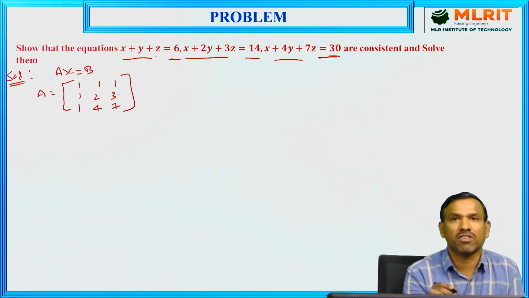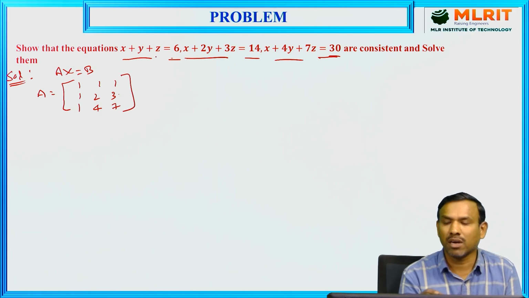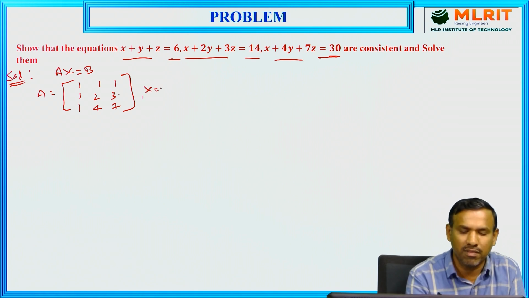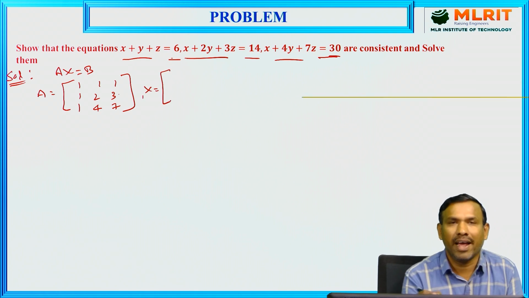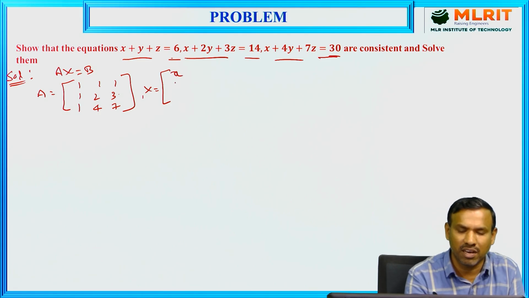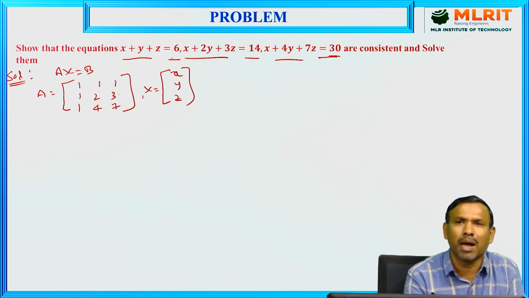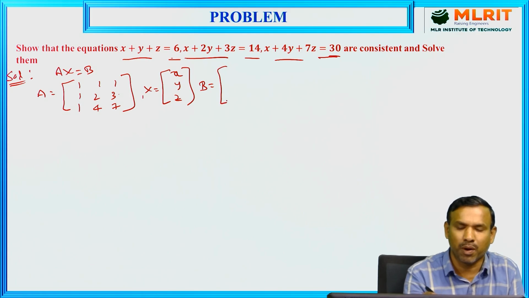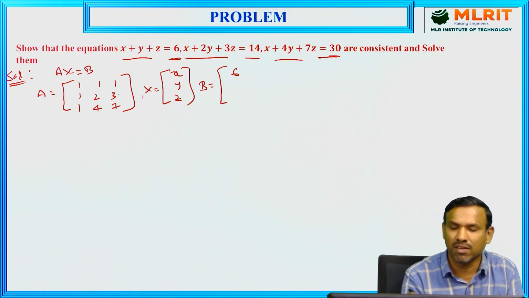Again, first equation 1, 1, 1; second equation 1, 2, 3; third equation 1, 4, 7. These are the x, y, z coefficients. Next, X means the unknowns x, y, z. In this system also, x, y, z. Sometimes P, Q, R, S or x1, x2, x3, x4, they will give different types of variables. B means the RHS part: first equation RHS 6, second 14, third 30.